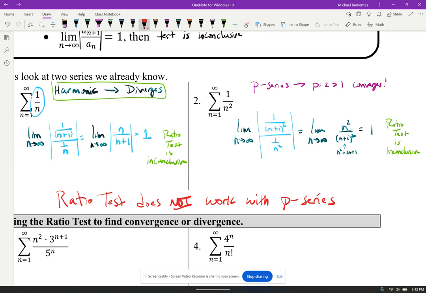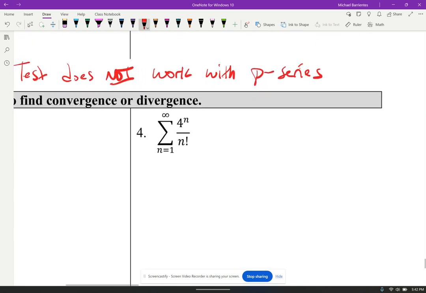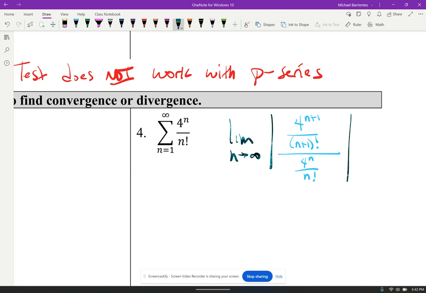Okay, so then when does the ratio test become helpful? If we look at number 4, this might be an example. I'm going to take the limit of the absolute value of the n plus 1th term. The n plus 1th term means 4 to the n plus 1 over n plus 1 factorial, divided by the original nth term, which is 4 to the n over n factorial. And we're taking the absolute value of this.